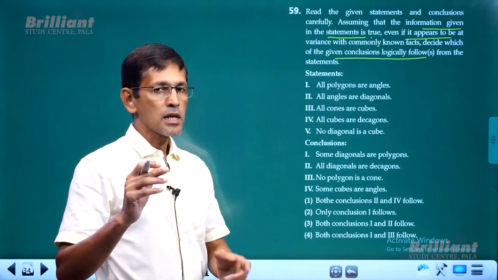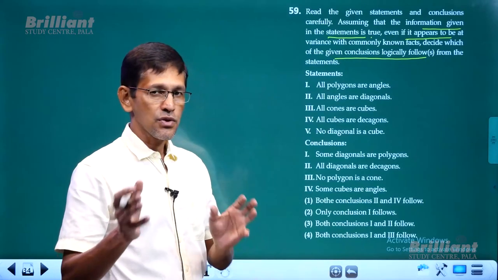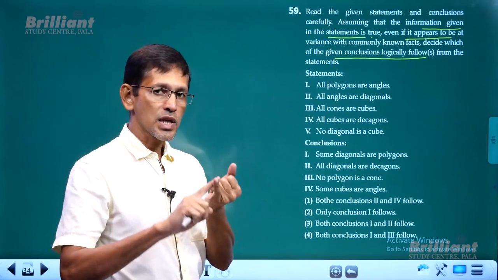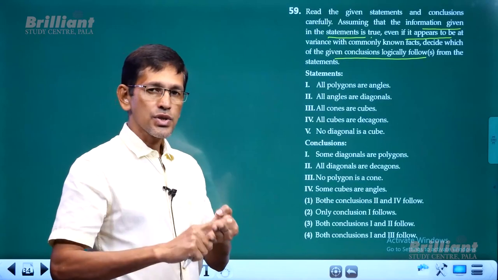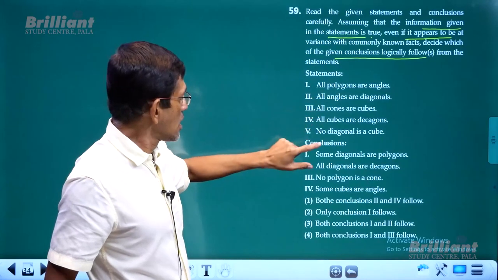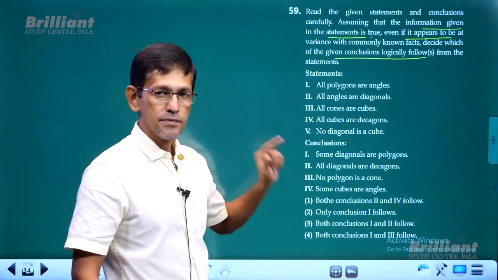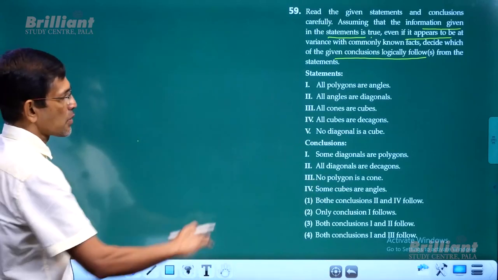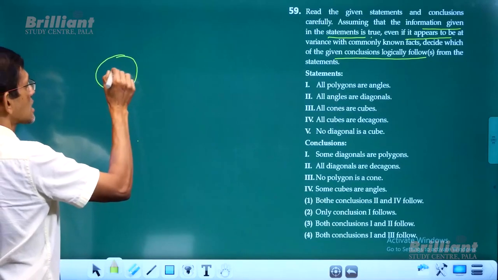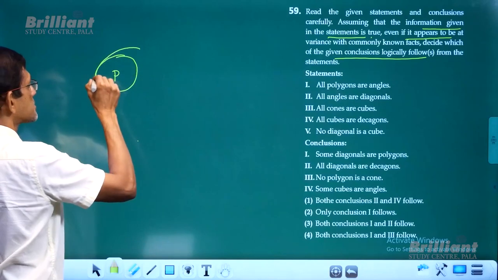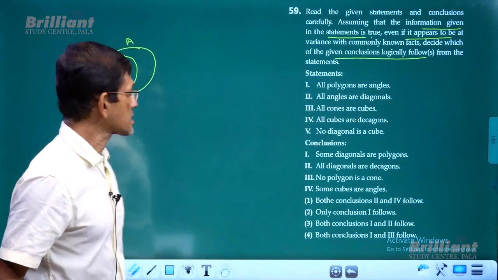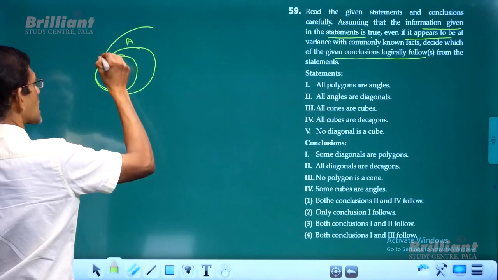And probably you remember in the previous video, we drew a diagram for each kind of statement: all statement, some statement, no statement, and some-not statement. Here, what kind of statements do we have? We have all statements, and this is a no statement. So let's draw it. All polygons are angles. And all angles are diagonals. So all angles are what? Diagonals.